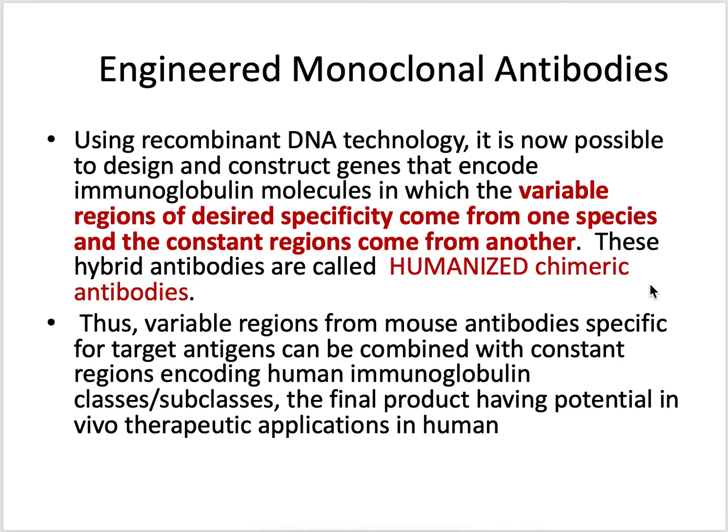By using recombinant DNA technology, it is now possible to design and construct genes that encode monoclonal immunoglobulin molecules in which the variable regions of desired specificity come from one species and the constant regions from a different species. Say, for example, if we use a region from the human and another region of the antibody from, say, mice or rabbit, then it will be called humanized chimeric antibodies.